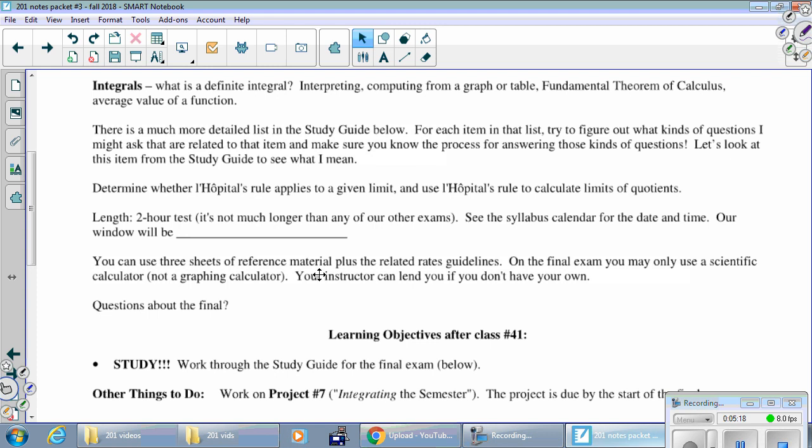You can use 3 sheets of reference material plus the related rates guidelines. I have been encouraging you to keep the reference sheets from the first 3 tests. I'm hoping you did that, and you will bring those 3 things with you to the final exam. Don't forget to add some stuff about the integrals that we've covered, because that was not on the 3rd test, so you didn't have anything on your reference sheet for the new stuff. On the final exam, you can only use a scientific calculator. Hopefully we'll have some to lend to you if you don't have one of your own. And so I guess that's about it.